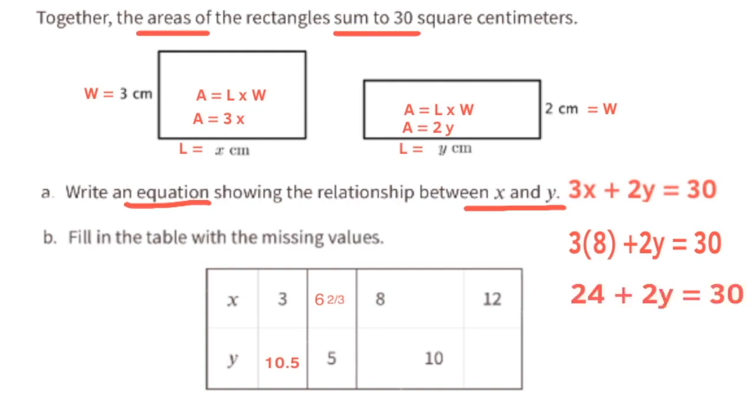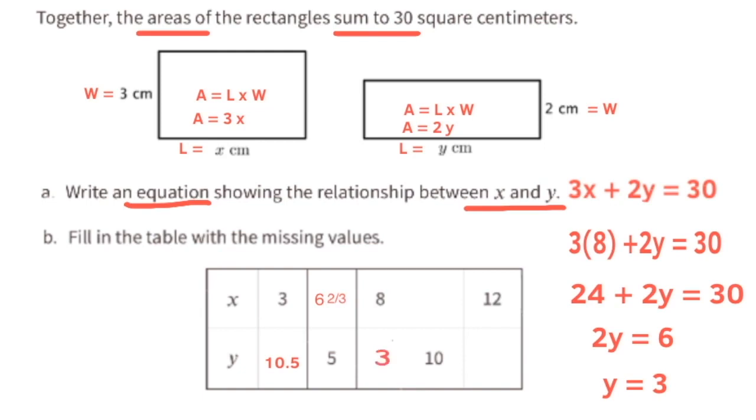Let's subtract 24 from both sides of the equal sign, and we're left with 2y equals 6. Since we're solving for y, we'll have to divide both sides by 2. 2y divided by 2 equals 1y or y, and 6 divided by 2 equals 3. When the value for x is 8, the value for y is 3.